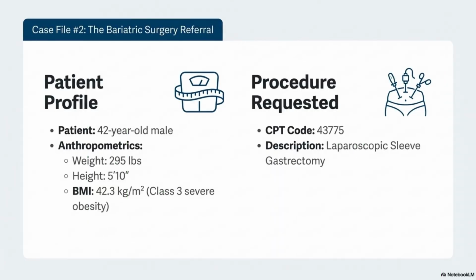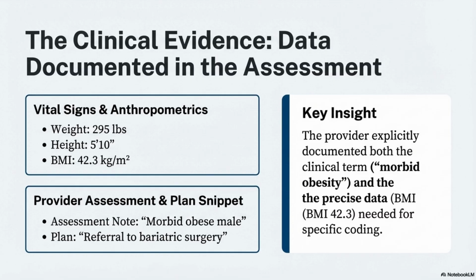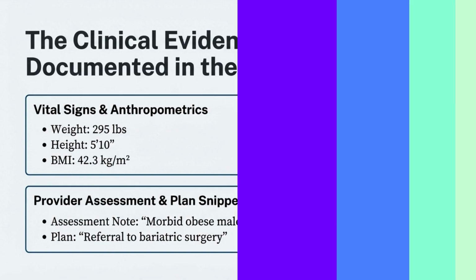Here we have a 42-year-old male being evaluated for bariatric surgery. The provider documents the patient's weight, height, and a BMI of 42.3. The requested procedure is a laparoscopic sleeve gastrectomy. The provider goes even further and documents the clinical term, morbid obese male, and includes a plan for referral to bariatric surgery. So again, the documentation is clear, specific, and supports a very precise diagnosis.